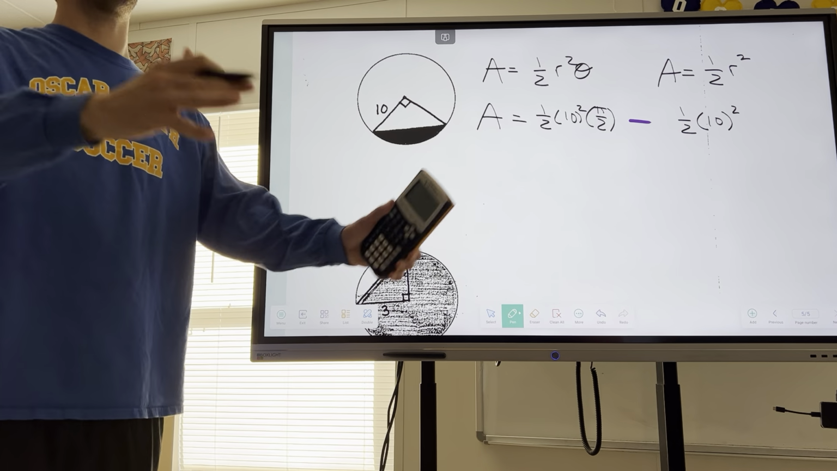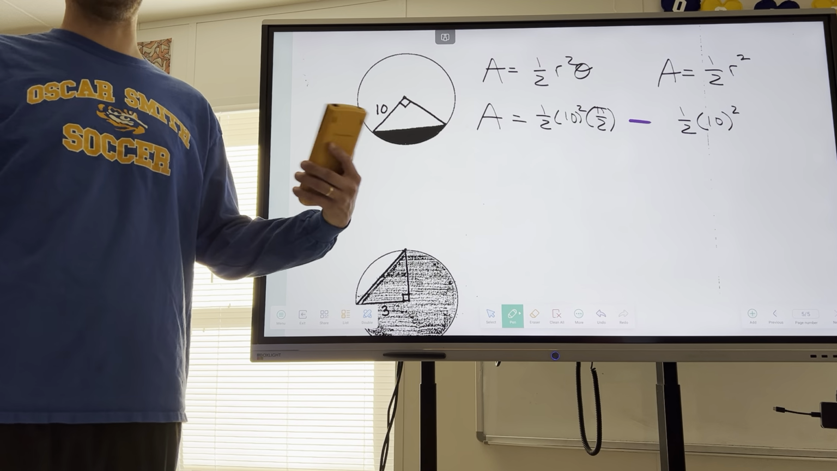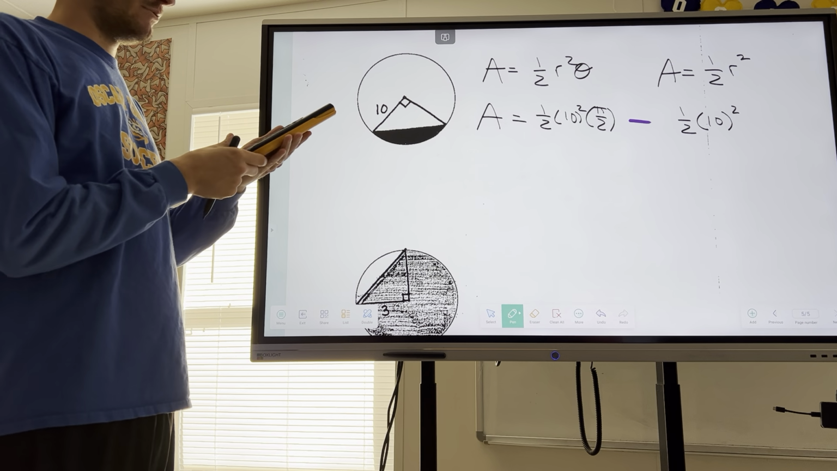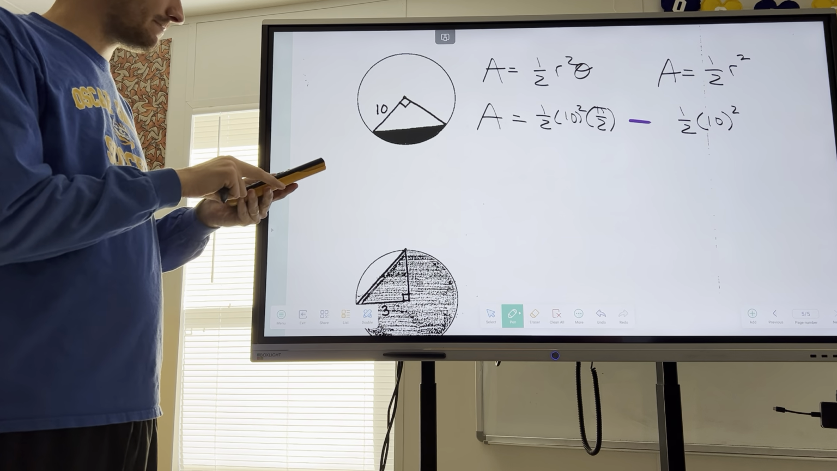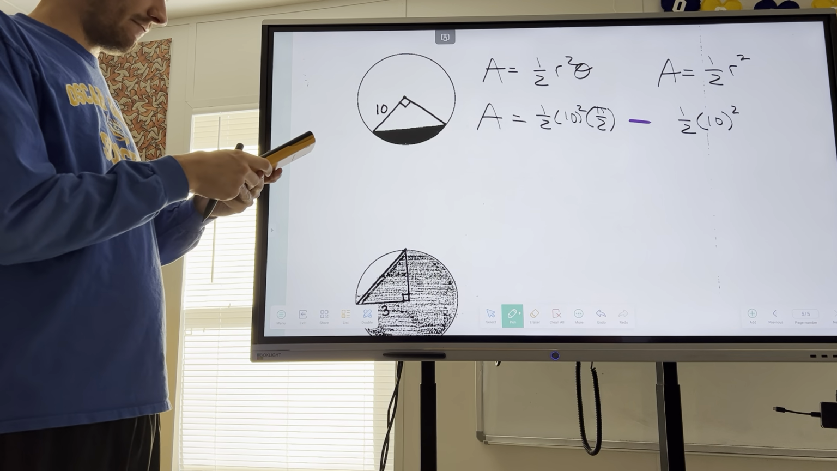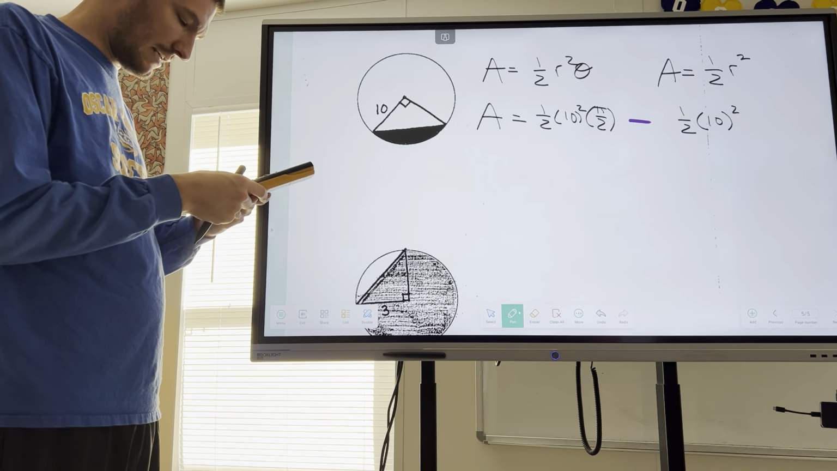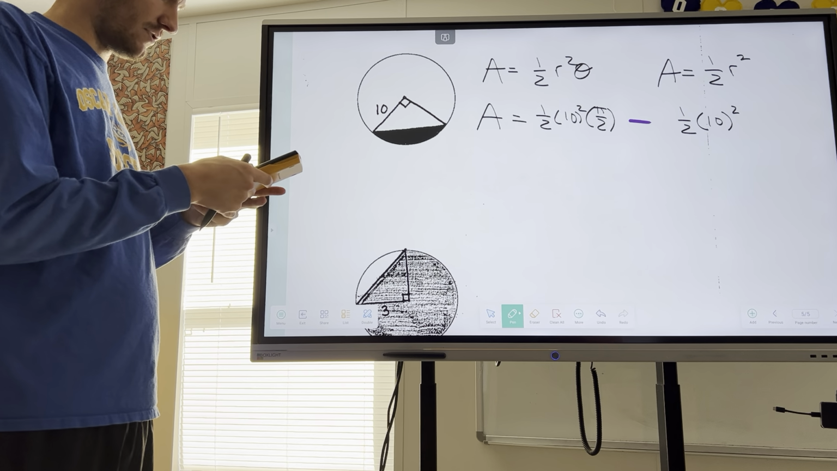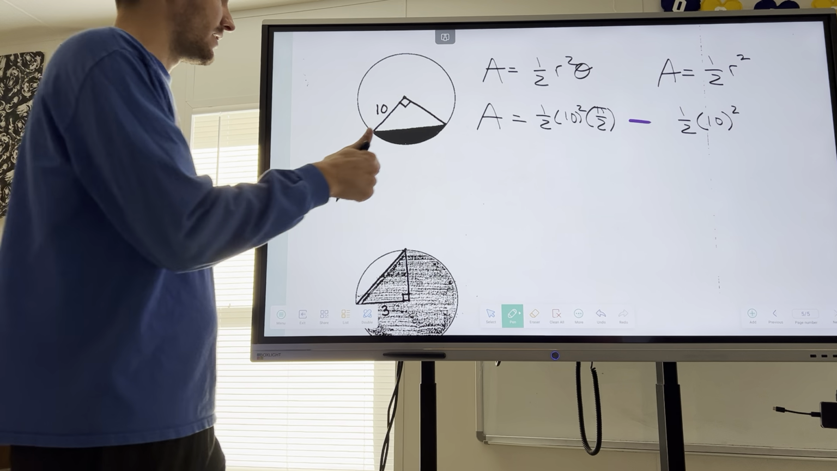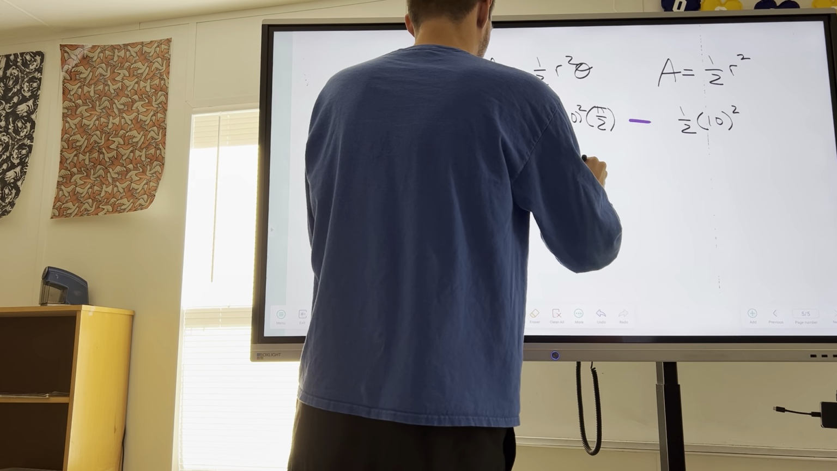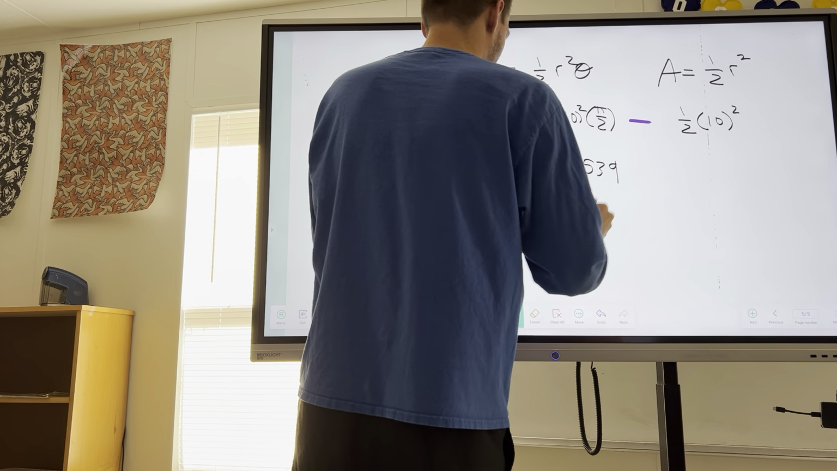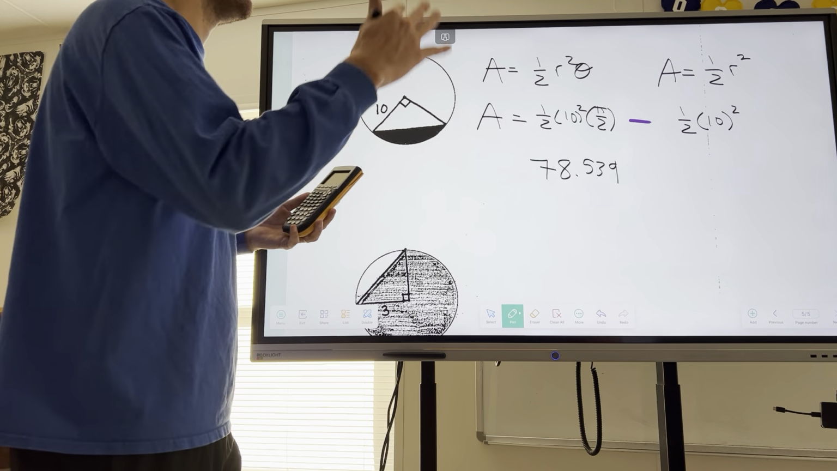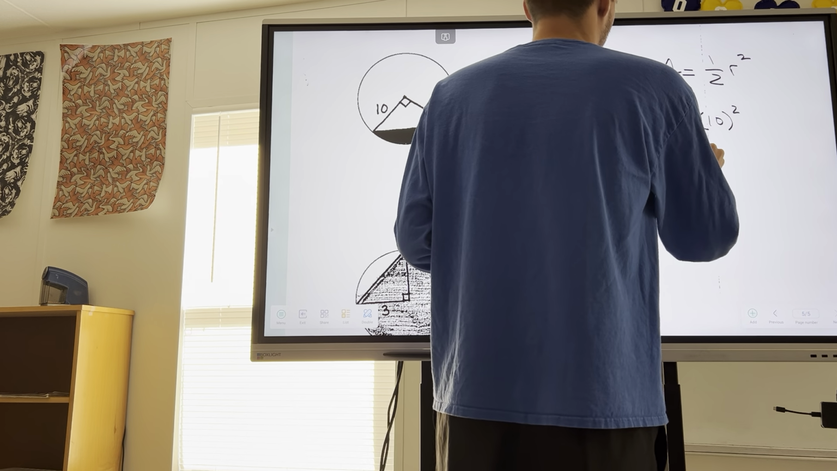And if you want to do all that in your calculator in one big swoop, again, I don't know if I recommend that. If you feel really confident with the calculator, you can certainly get away with it. 0.5 parentheses 10 squared times alpha y equals pi over 2, enter, I got 78.539. That is going to be 1/2 of 10 squared. I can do that in my head. 10 squared is 100. 1/2 of 100 is 50.